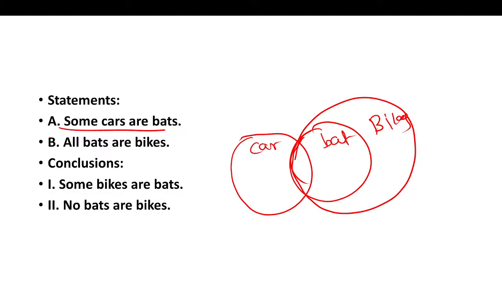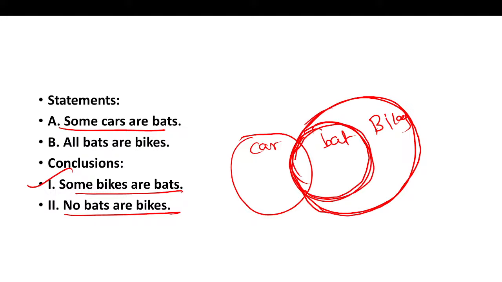Okay, conclusions. What is the first conclusion? Some bikes are bats. In this bikes circle, some portion is becoming bats. Yes or no? Yes, whatever they are saying is correct. Okay, next one. No bats are bikes. They are saying there is no relation between bats and bikes, but there is a relation. That's why it is wrong. Only conclusion one follows.